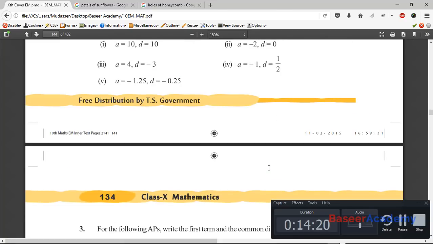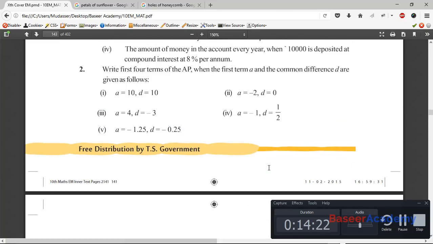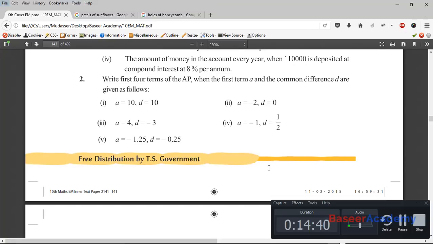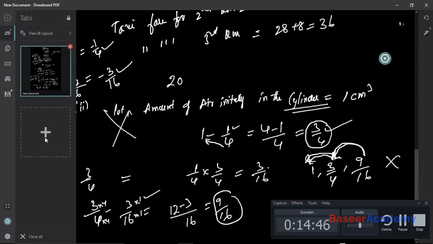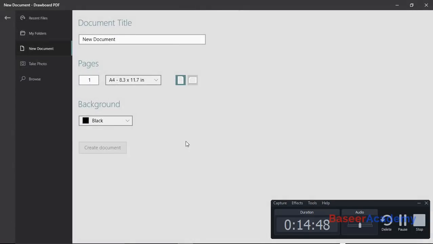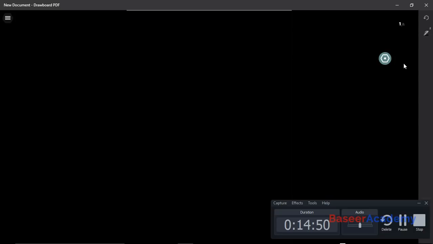So I'll go ahead and work on the second problem now. Write first 4 terms of the arithmetic progression when the first term A and the common difference are given. I told you we just need to know these two parameters, the first term and the common difference, to write an arithmetic progression. So it's simple. Let us write the arithmetic progression here. Let me take a new worksheet because this worksheet is completely full.